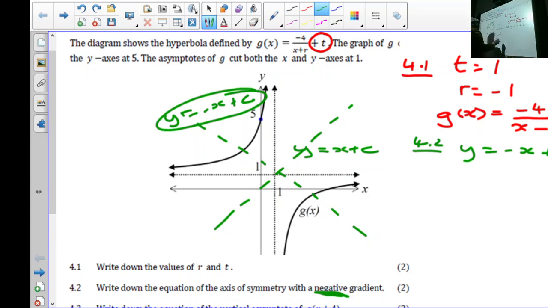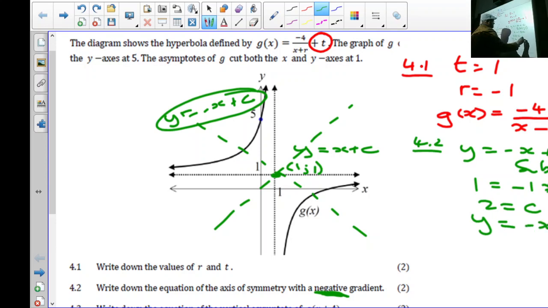We substitute the point that lies on this graph, which is 1 and 1. So 1 is equal to negative 1 plus c. So c works out to be 2. So the equation they're looking for there is y is equal to negative x plus 2.